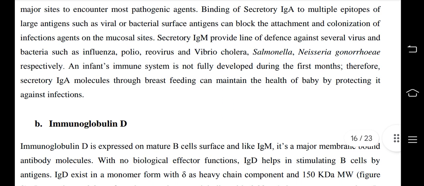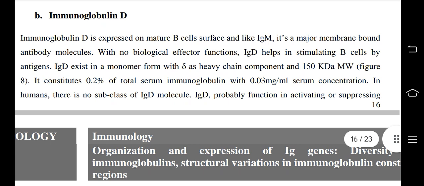Then, immunoglobulin D. Immunoglobulin D is expressed on the mature B cell surface and, like IgM, it is a major membrane-bound antibody molecule with no biological effector functions. IgD helps in stimulating B cells by antigens. IgD exists in monomer form with delta as heavy chain component and 150 kilodalton MW.